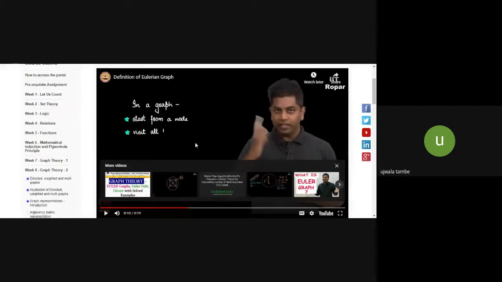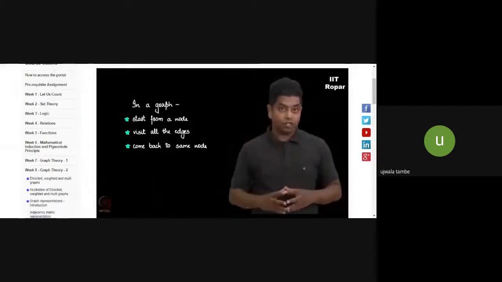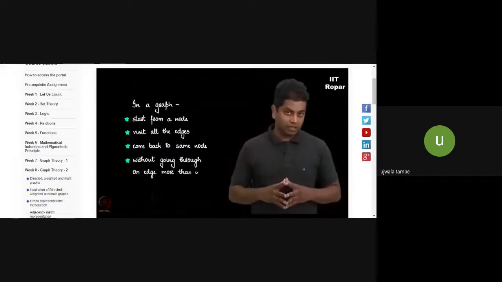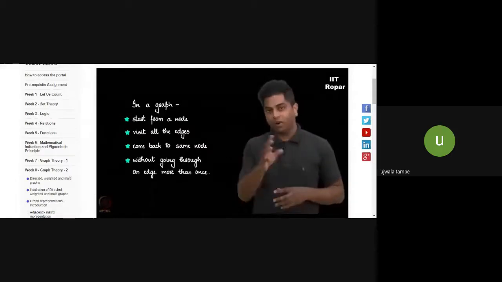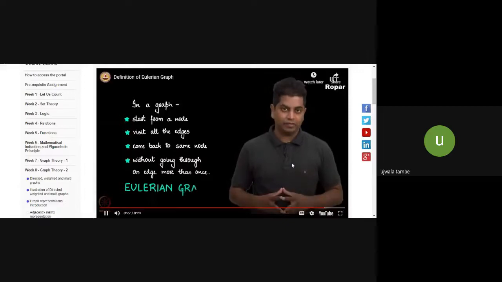edges and come back to the place where one started, exhausting all the edges, of course, without going through any edge more than once. Slightly complicated. Such a graph is called an Eulerian graph.